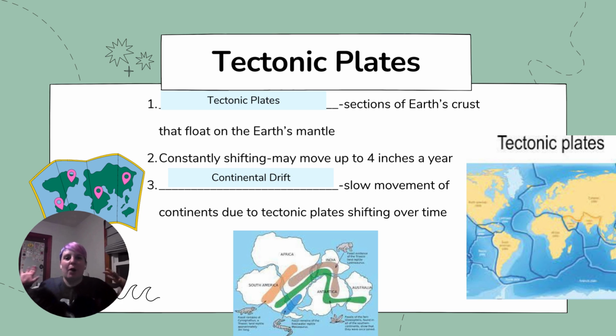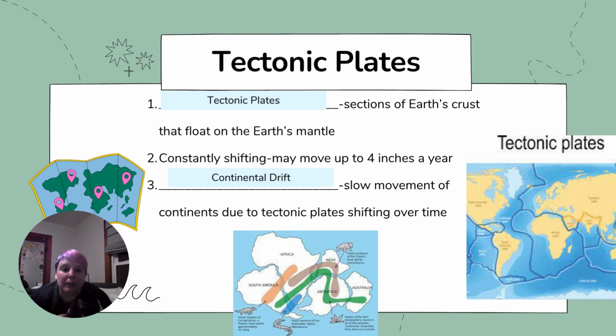The Earth's crust is not one singular piece of pizza crust or something like that. It's actually made up of tectonic plates. These are sections of the Earth's crust that float on the Earth's mantle. The shifting of tectonic plates causes, as I referenced earlier, a few different types of landforms. We'll learn how some of the Earth's landforms are caused by 2 tectonic plates pushing up against each other, which can cause things like mountains and volcanoes.